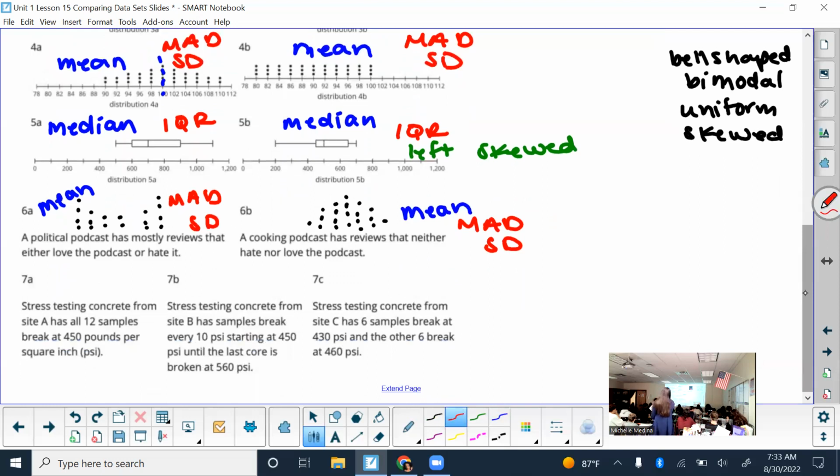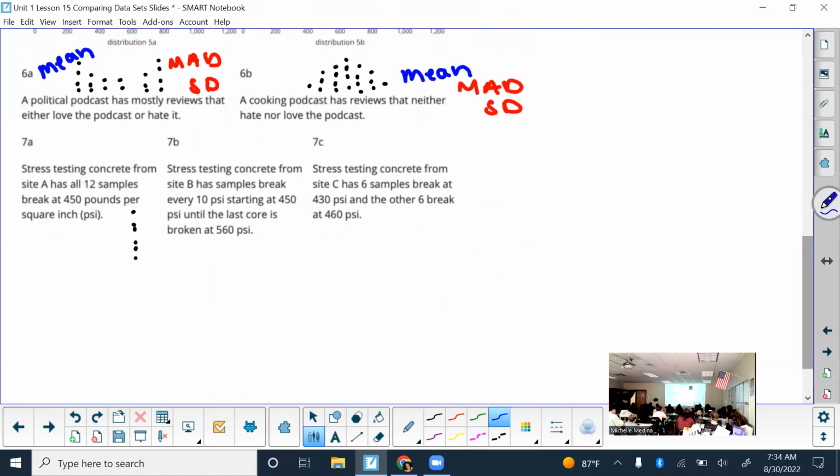All right, 7A, stress testing concrete from site A has all 12 samples break at 450 pounds per square inch. So that one is all on one point, right? If this was on a dot plot, they would all be on the same data point, right? So is that symmetric or not symmetric? What's the better measure of center? Mean. Okay, you guys are taking notes. You're drawing it like I am. And therefore, the better measure of variability would be MAD and standard deviation.